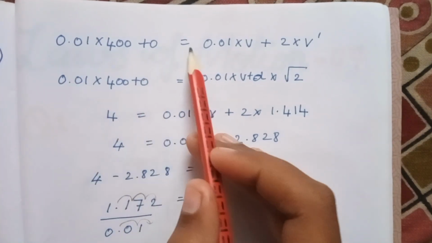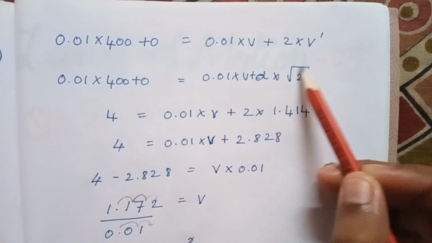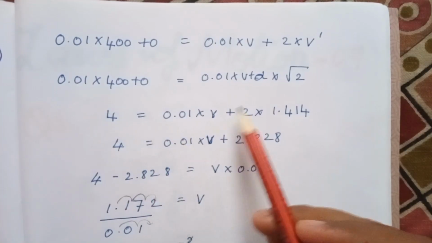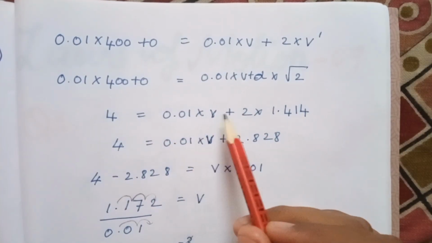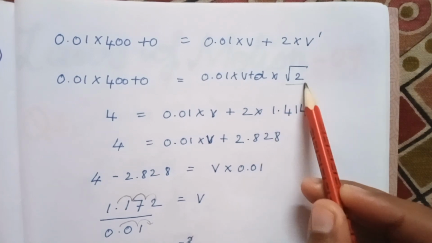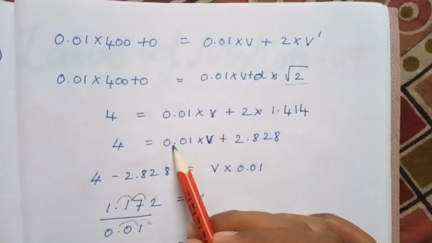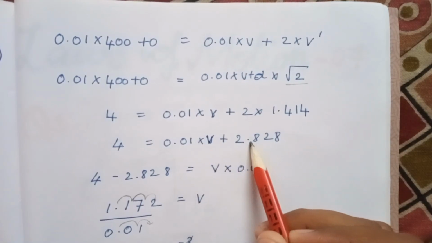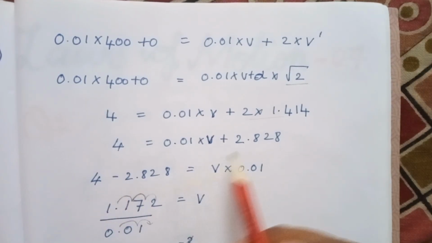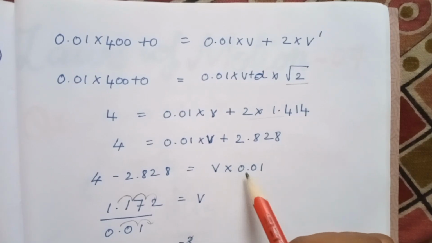Total initial momentum is equal to total final momentum. Putting the value of v dash as square root of 2, we get 4 is equal to 0.01 into v plus 2 into 1.414, since the value of square root of 2 is 1.414. Multiplying this, we get 2.828. So 4 minus 2.828 is equal to v into 0.01.